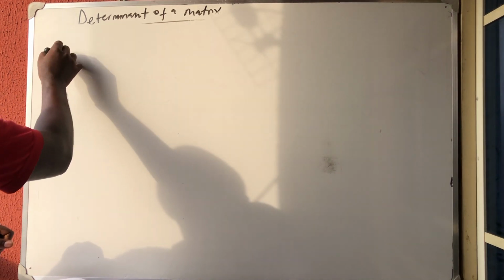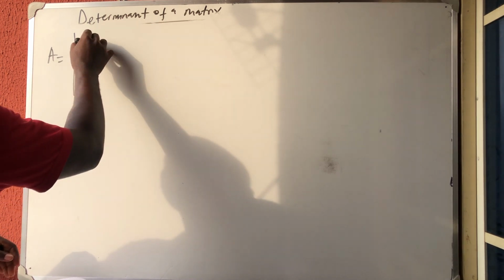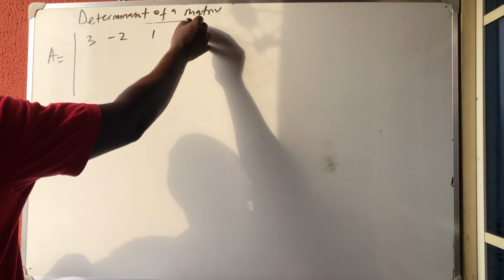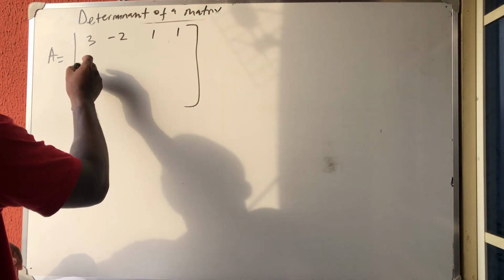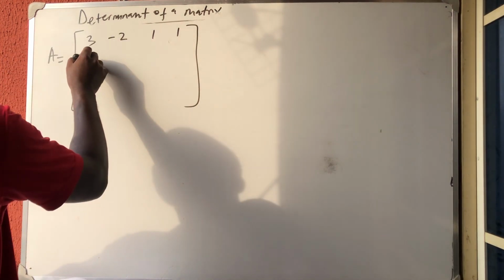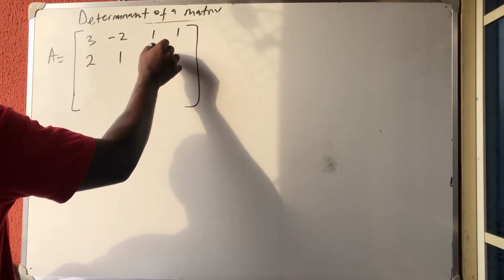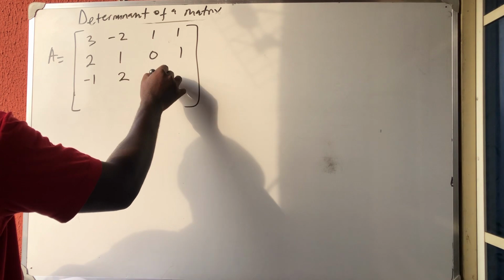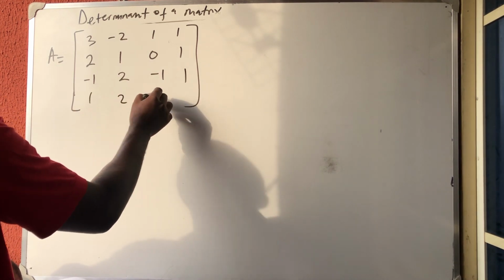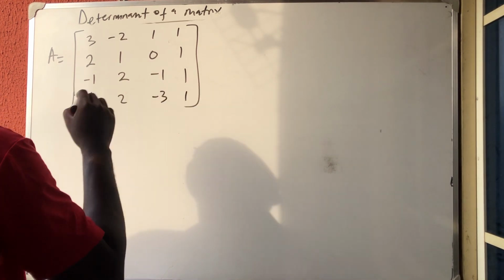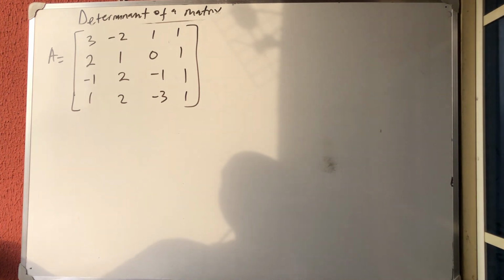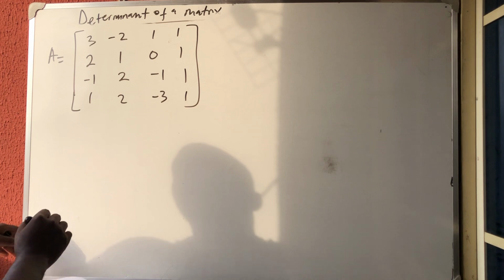So they say that A is equal to the matrix 3, minus 2, 1, 1, 2, 1, 0, 1, minus 1, 2, minus 1, 1, 1, 2, minus 3, 1. Okay, so this is this. So what do we do now? Watch, we'll reduce it first to 3x3 matrices.